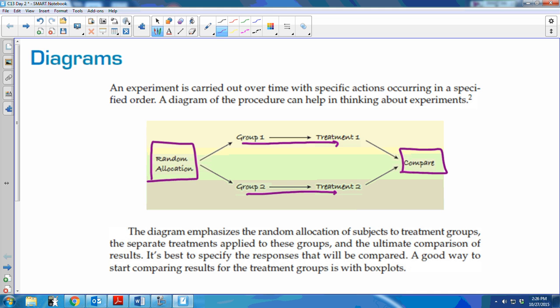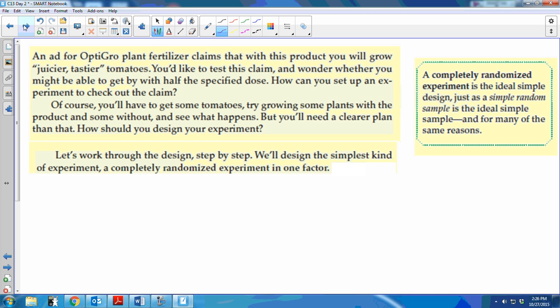All right? So an ad for OptiGrow plant fertilizer claims that with this product, you will grow juicier, tastier tomatoes. You'd like to test this claim and wonder whether you might be able to get by with half the specified dose. How can you set up an experiment to check out the claim? Of course, you'll have to get some tomatoes, try growing some plants with the product and some without, and see what happens, but you'll need a clearer plan than that. So how would you design your experiment?